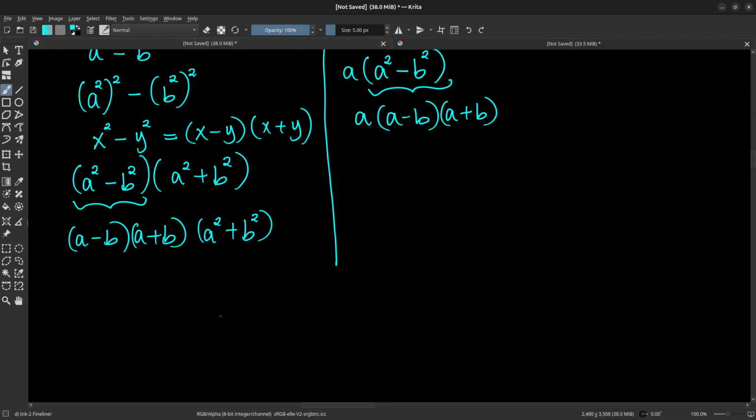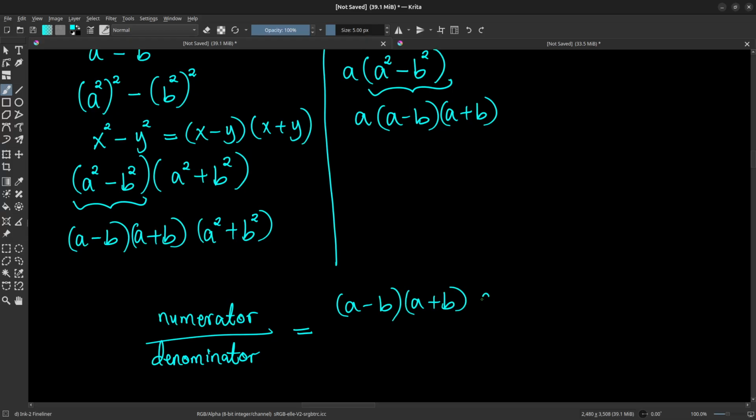So now when I tell you to do the numerator over the denominator, this is the numerator which we got, a minus b times a plus b times a squared plus b squared, and this is all over the denominator, which we've found out is a times a minus b, a plus b.